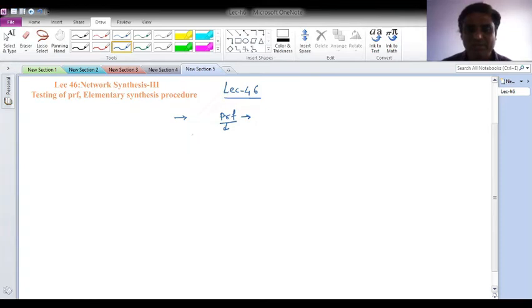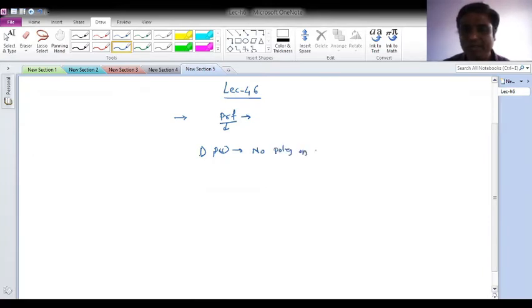And then we have also seen how we can test the positive real function. I mean, what are the necessary and sufficient conditions to say that it is really a positive real function or not. So the first test: if I have a polynomial p of s, this p of s is said to be PRF if and only if p of s must have no poles on the right hand side of the S plane.